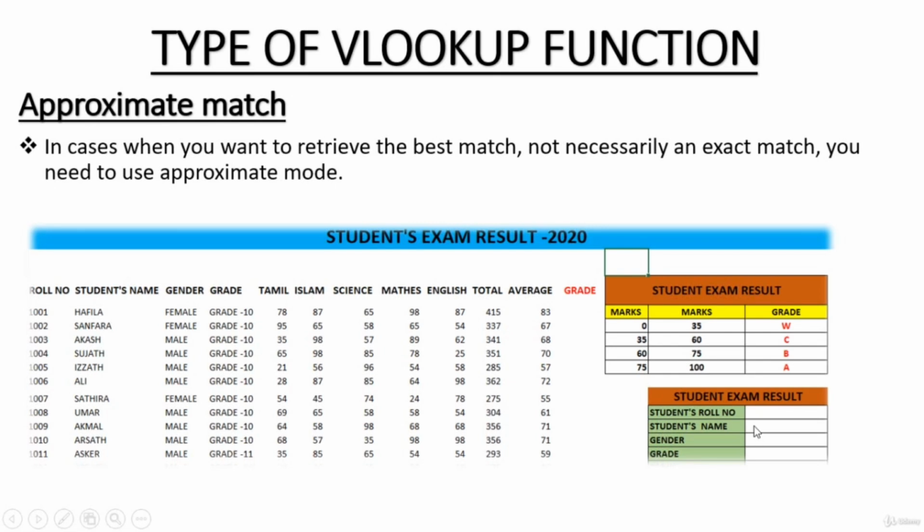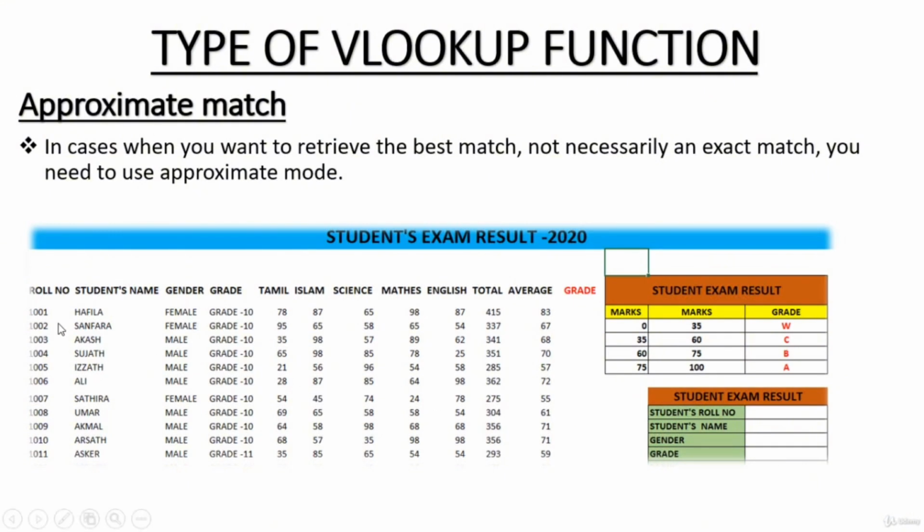So for student name and gender we have to use exact match, but the grade is an approximate match, because if the student gets marks between 0 to 35, the grade should become W here. If the student gets 35 to 60, the grade should become C. If the student gets 60 to 75, the grade should become B. If the student gets 75 to 100, the grade should become A here. So this is called approximate match.